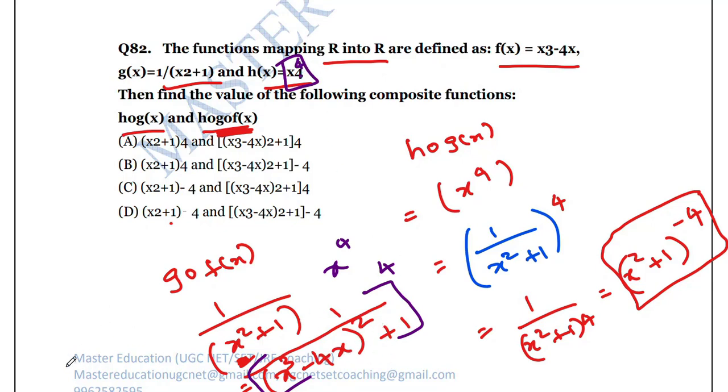So what happened? x cube minus 4x, the whole square, plus 1. Here the power is 4, right? So if you take the upper one, it will be minus 4. 1 to the power of 4 is 1. So option D is the correct answer.